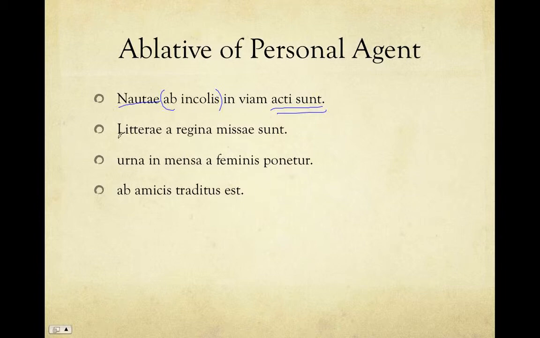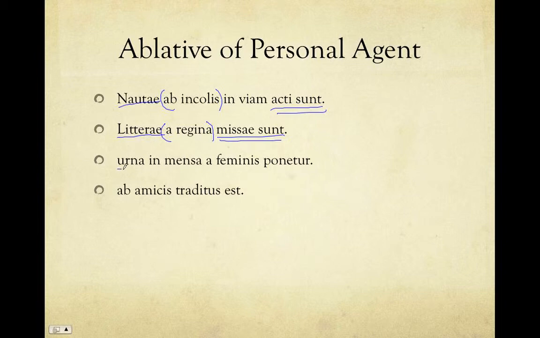Another example here, litterae a regina missae sunt. Our subject, litterae, missae sunt, a nice perfect passive voice. The letters have been sent. And once you have that passive voice, you say, okay, well, by whom? And we get an ablative of personal agent, a regina, by the queen. So the letters have been sent by the queen.